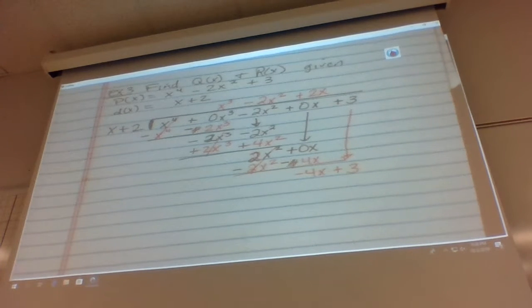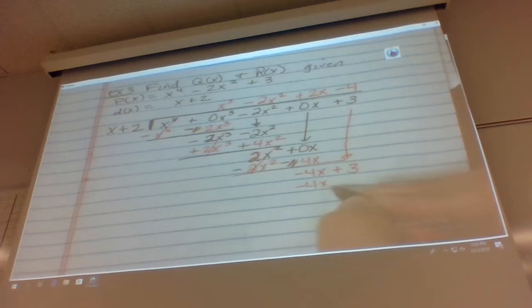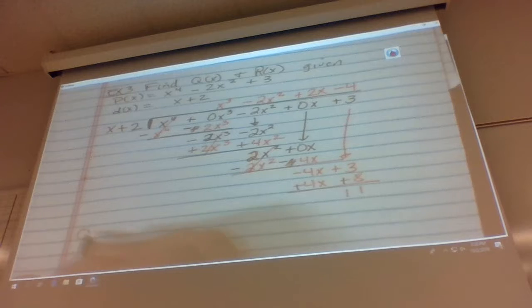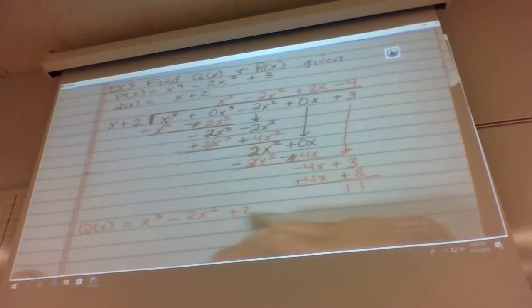So what number goes up here? Plus 3. Minus 4. Because that's how you get 4x, right? And negative 8. Change the sign. So x cubed minus 2x squared plus 2x minus 4. My remainder r of x is 11.